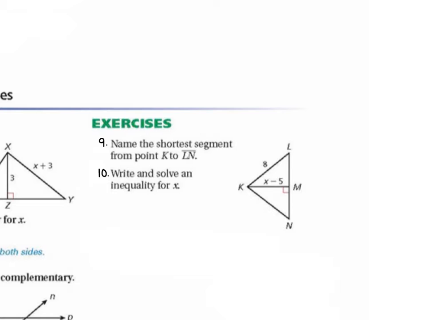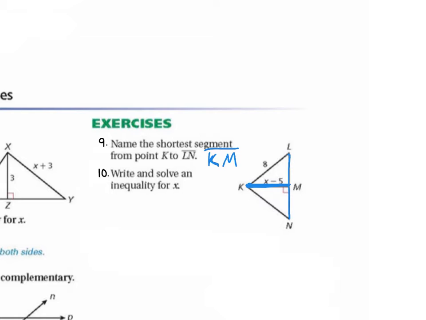Let's look at 9. Name the shortest segment from point K to LN. So we're going from this point to this segment. What's our shortest segment here? KM. Remember, the one that's perpendicular is going to be our shortest segment. So this segment is perpendicular.